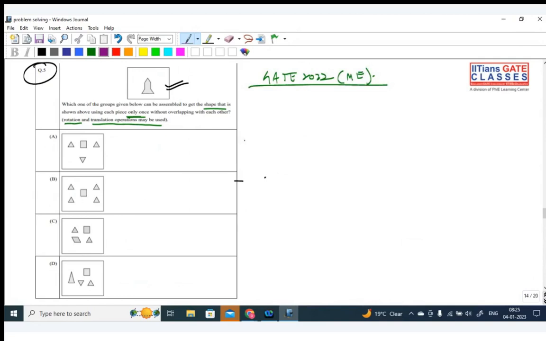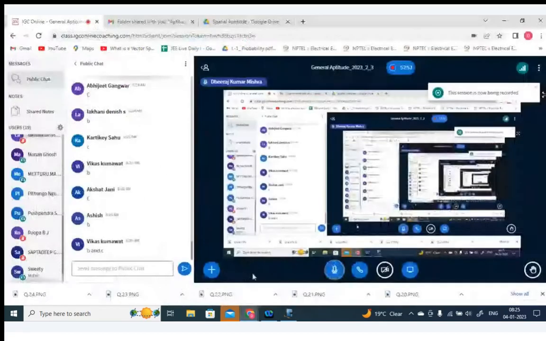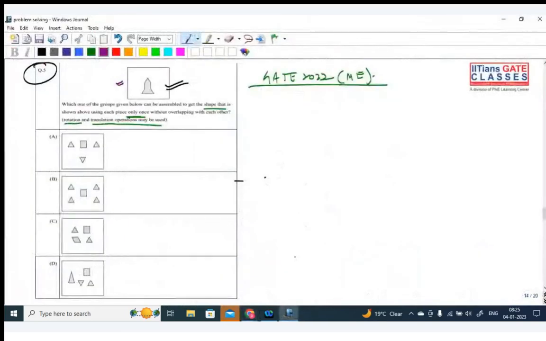So you see here, guys. By looking at this picture, from the options you can go back to the question. So you see how many shapes are there, right? There is one triangle on top of that, right? Which one of the groups given below can be assembled to get the shape? I believe many of you might have tried B and C. Somebody is saying B and C. Only B is correct, right?